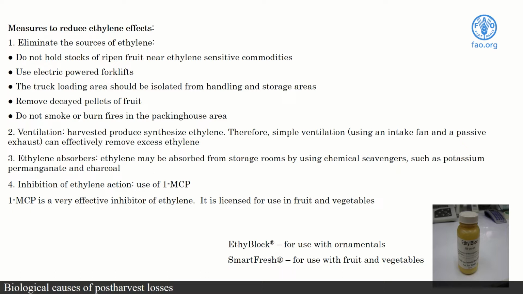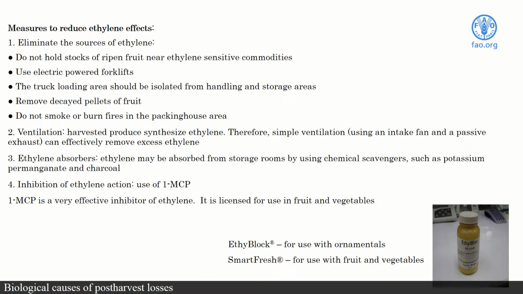The second measure is ventilation. As we have discussed in the earlier sessions, harvested produce synthesizes ethylene. Therefore, simple ventilation by using an intake fan and a passive exhaust can effectively remove excess ethylene. The third measure is the use of ethylene absorbers. Ethylene may be absorbed from storage rooms by using chemical scavengers such as potassium permanganate and charcoal. The fourth measure is inhibition of ethylene action through the use of 1-methylcyclopropane, 1-MCP.